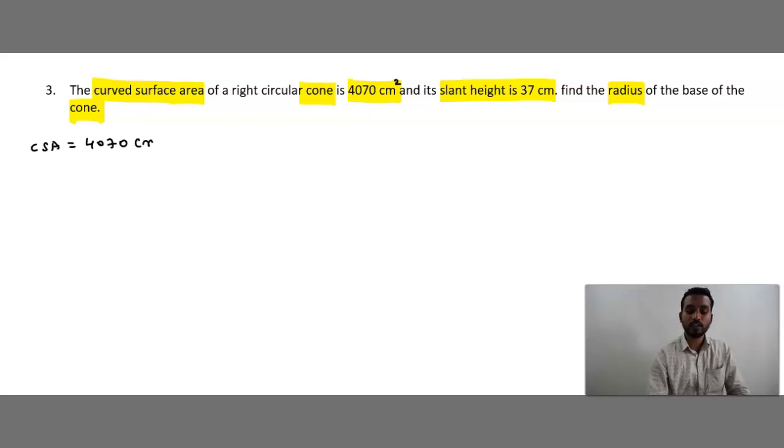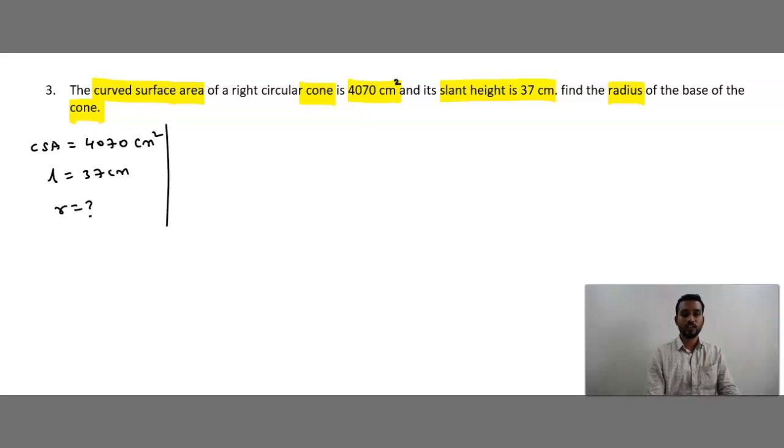The curved surface area is 4070 centimeter square. Slant height L is 37 centimeter, and we are asked to find the radius of the cone. Since he has given the curved surface area, we have to use the curved surface area formula. So what is the curved surface area of cone formula? I hope you remember, it is pi r L. Curved surface area or lateral surface area of cone is pi r L.